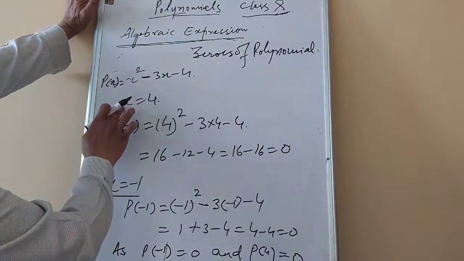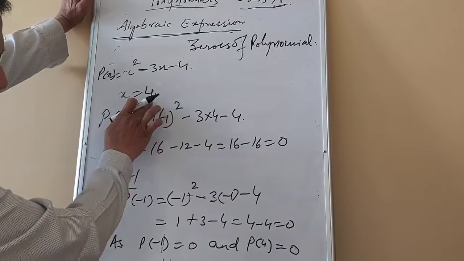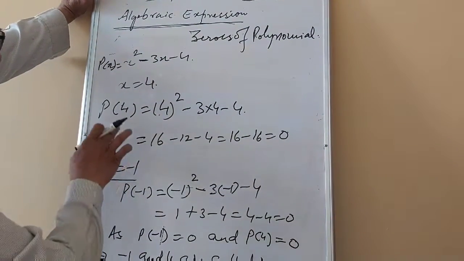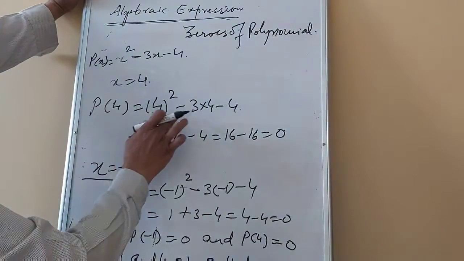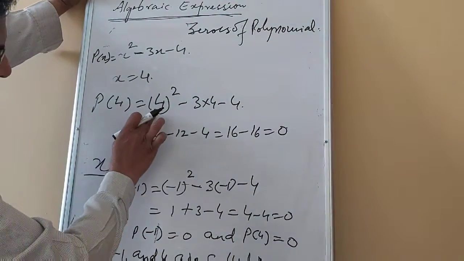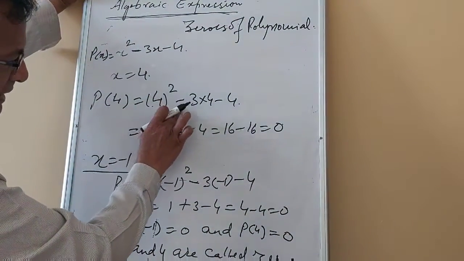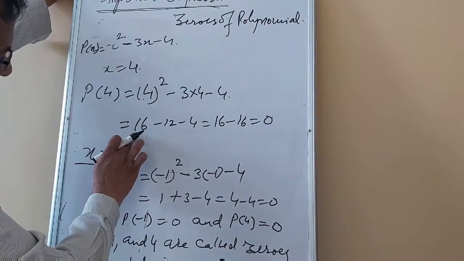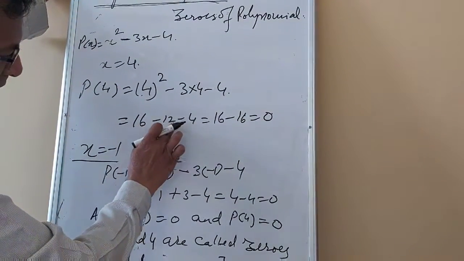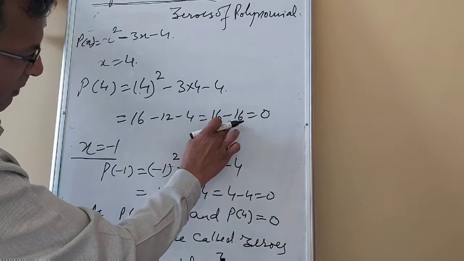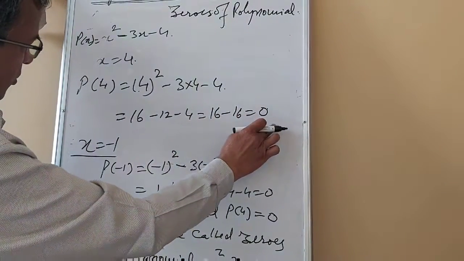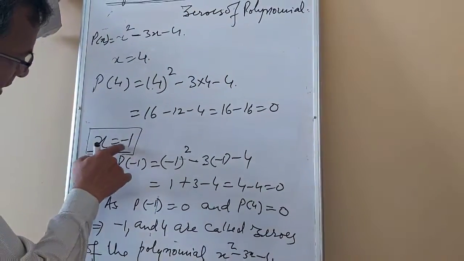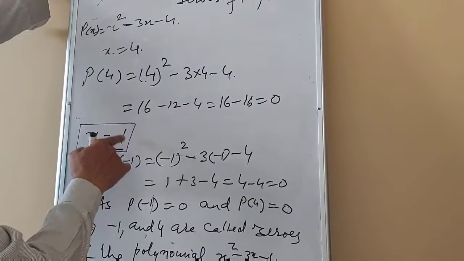For example, say x is equal to 4. We have taken this value. Now we have to test whether it is a zero of this polynomial or not. So in place of x we will replace 4. P(4) is equal to 4 square minus 3 into 4 minus 4. 4 square means 16, minus 12, minus 4, is equal to 16 minus 16, is equal to 0. Another example we will take, say x is equal to minus 1.